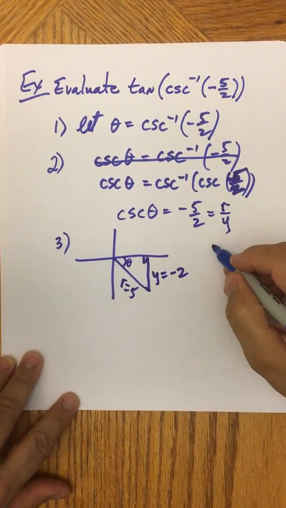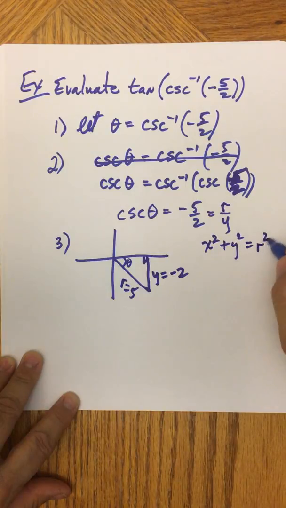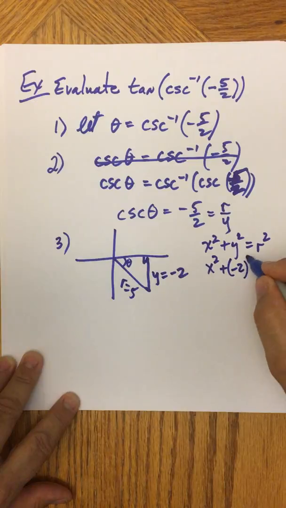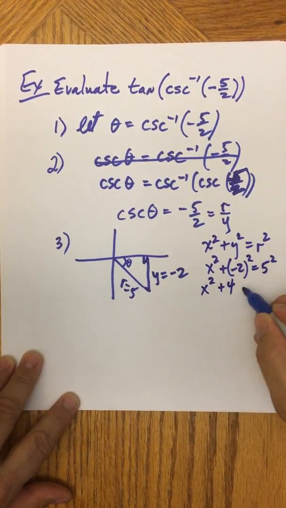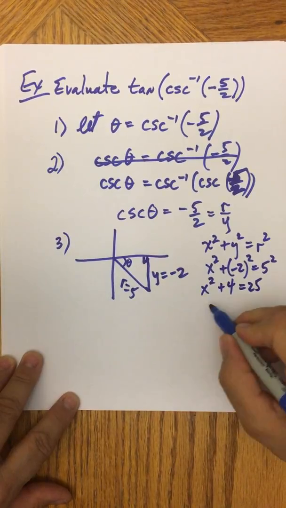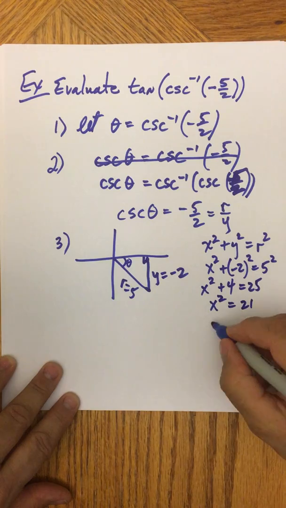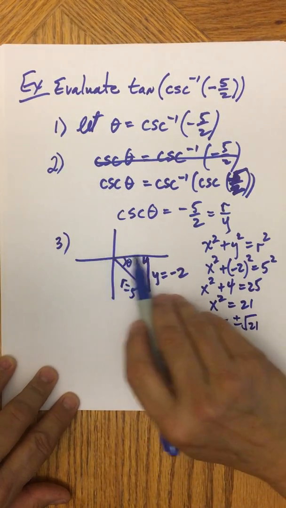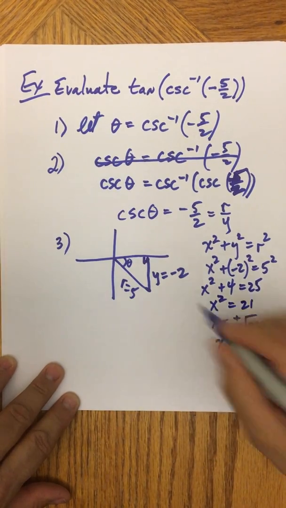So then I got to find x. So I'm going to say, well, x squared plus y squared is r squared. So x squared plus -2 squared must be 5 squared. So x squared plus 4 is 25. Subtract 4 from both sides. X squared is 21. Take the square root of both sides. X is plus or minus square root of 21. And we're in quadrant 4, x is positive. So x is square root of 21.